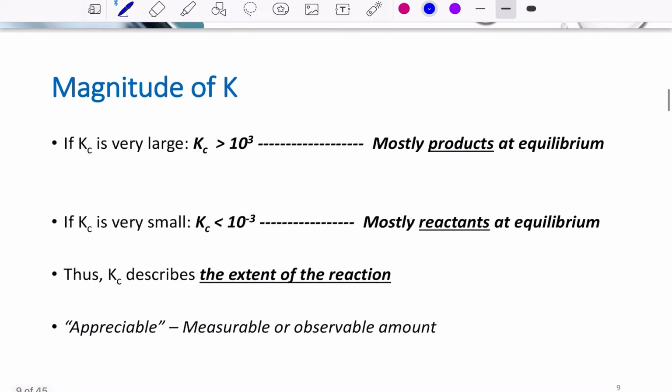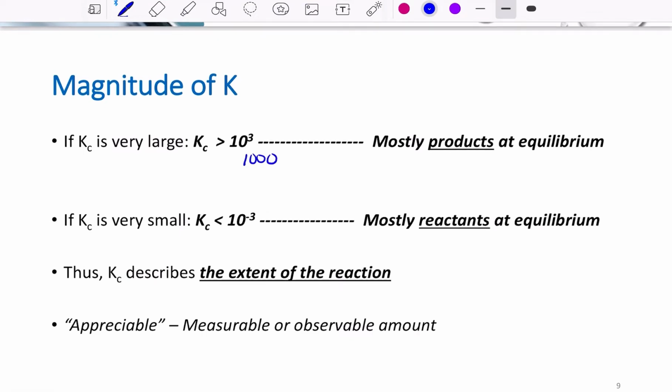So first, let's discuss this magnitude of Keq. If Kc is very large, meaning greater than 1,000, it's mostly products at equilibrium. If Kc is very small, meaning 10 to the negative third or smaller, it's mostly reactants at equilibrium. In between there, it's forming equilibrium. Now, truthfully, anything above 1 is considered to be product favored, and below 1 is considered to be reactant favored.